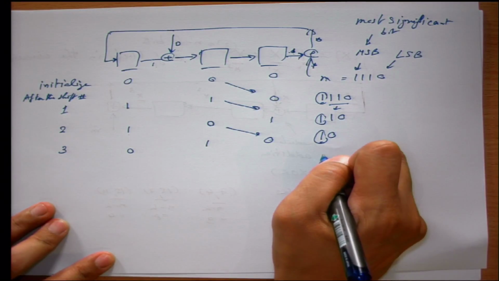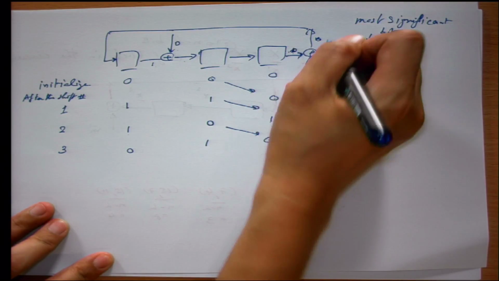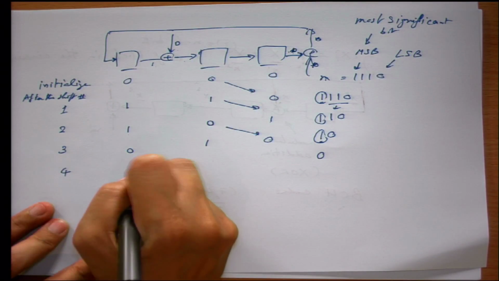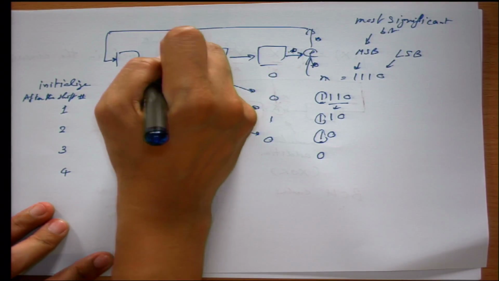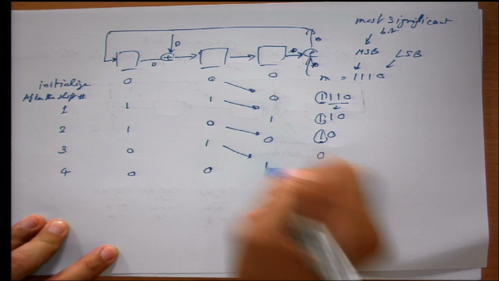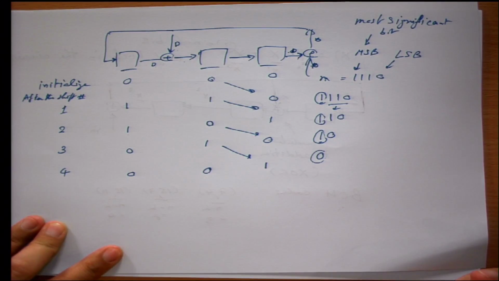Then the next bit is 0. So 0 plus 0 is 0, right? 0 plus 0 is 0. So after the fourth shift, you get 0 here. And then 0 plus 0 is 0, and this one is shifted. So all of the bits have already gotten in, inside of the circuit.